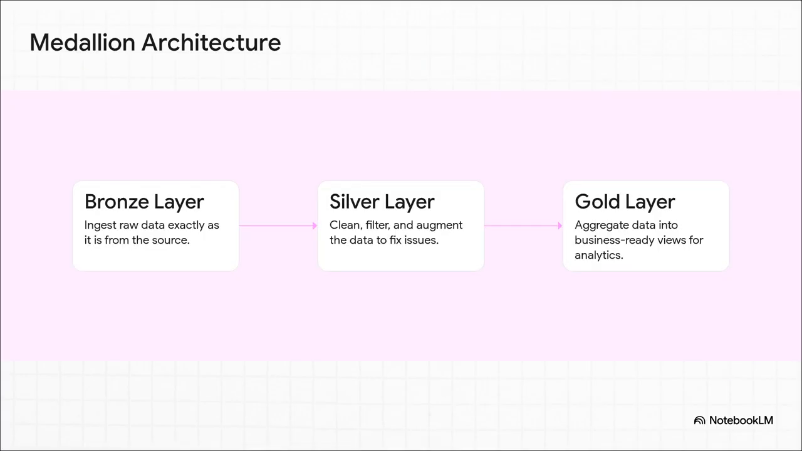Now, a super common and really effective way to structure these pipelines is using what's called the medallion architecture. The names pretty much tell the whole story. You start with raw, unfiltered bronze data. Then you refine it into a cleaned, validated silver layer. And finally, you polish that into a business-ready gold layer that's perfect for analytics. It's all about progressively making your data better and more valuable.